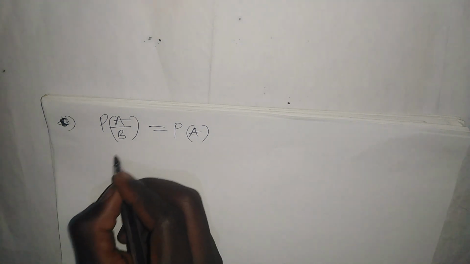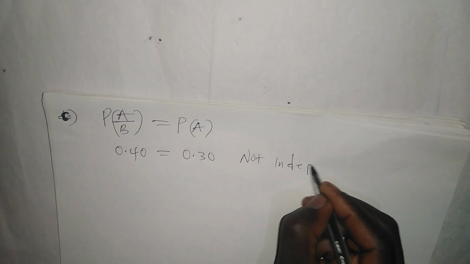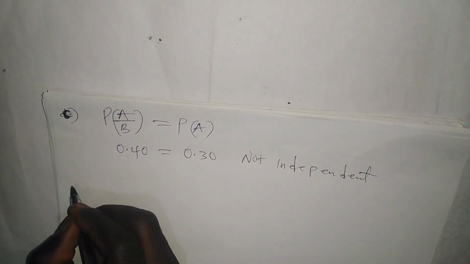Let's take question C. Question C says, are the two events independent? So this is the requirement for an event to be independent. We have the probability of A given B must be equal to the probability of A for the events to be independent. So the probability of A given B, we know that to be 0.4. And the probability of A, we know that to be 0.3. So therefore, since the probability of A given B is not equal to the probability of A, these events are not independent.